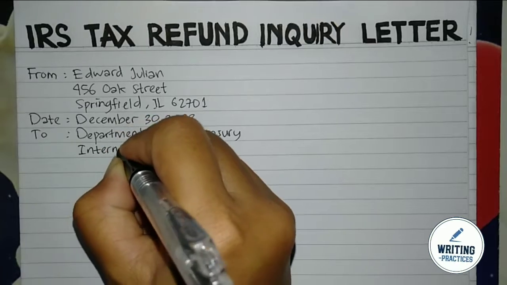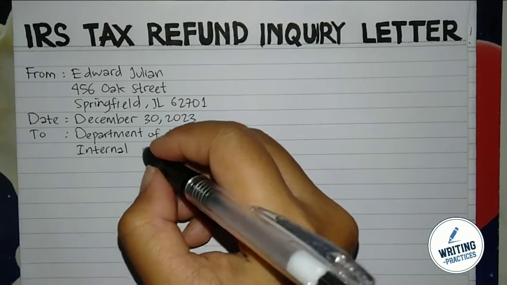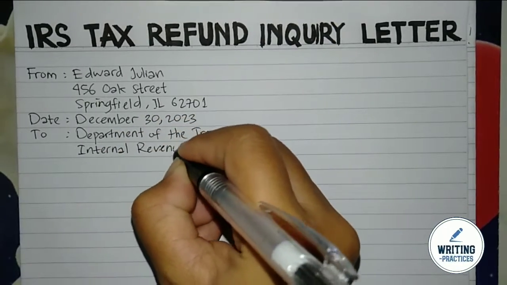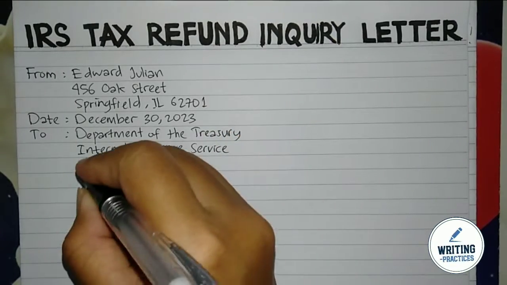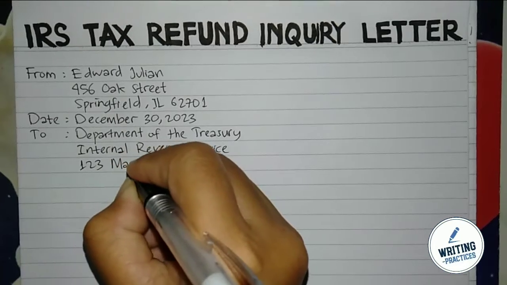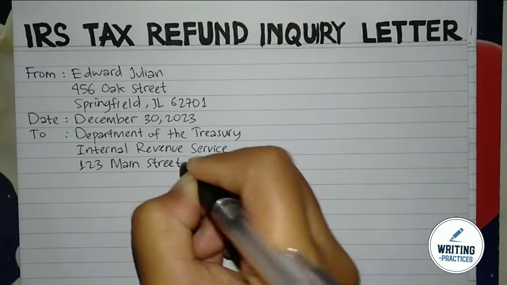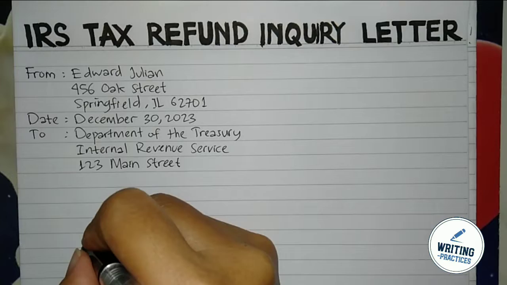Check this out. First of all, you need to write your information as a sender of this letter. You need to write your full name. And then, write your home address. After that, write the date of the letter. You may use the format of month, date, and year.